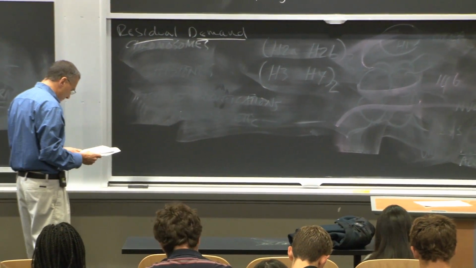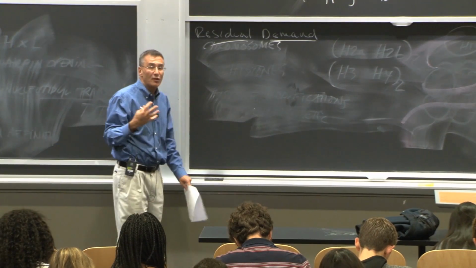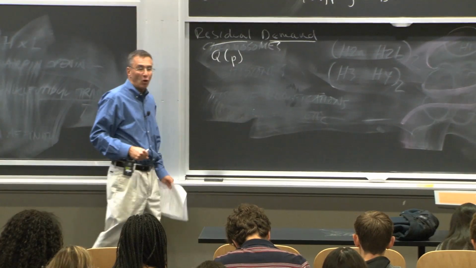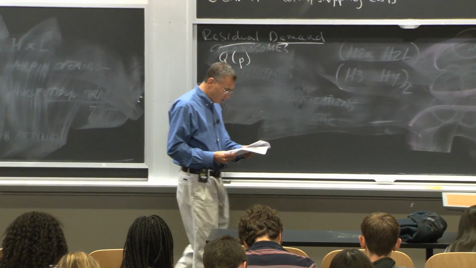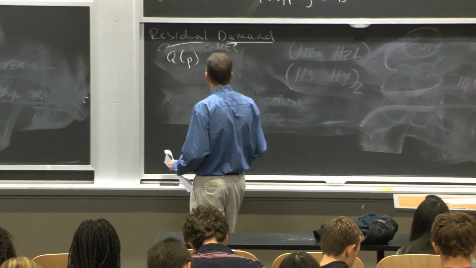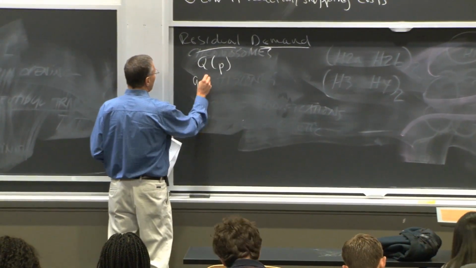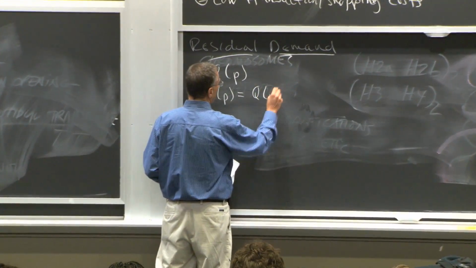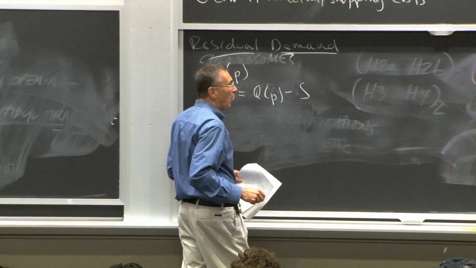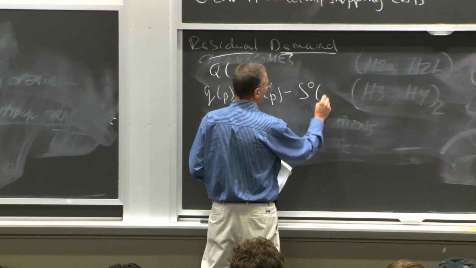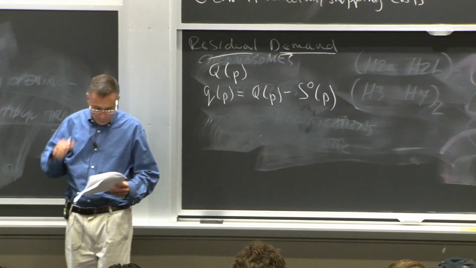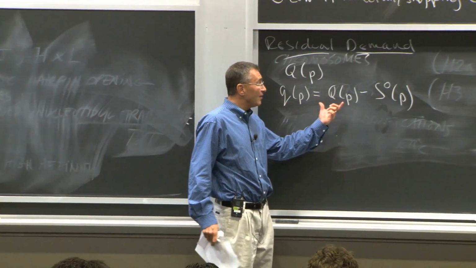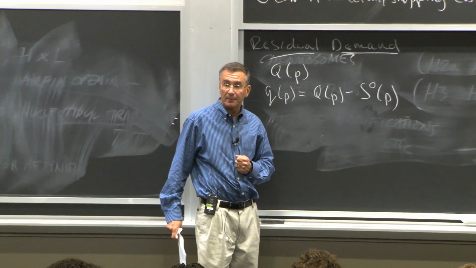So let's focus on the concept of residual demand. Let's say you have some market demand function, Q of P. It's a big Q, so that's the whole market. This is how much of a certain good you want in the whole market. Then we can think of any firm's demand curve, little q of P, as being big Q of P minus the supply of all other firms in that market, we'll call it S0 of P. So my demand is the total demand minus what everybody else is supplying.